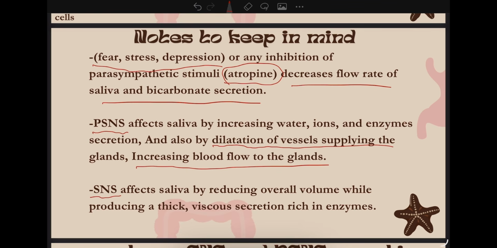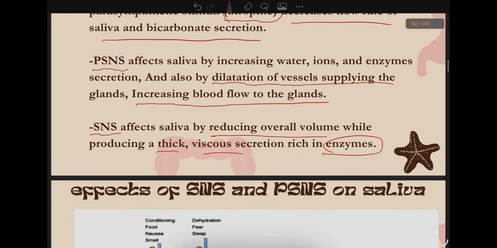Now for the sympathetic nervous system, it does not inhibit. Please do remove this misunderstanding now. People think that parasympathetic activates, sympathetic inhibits. It does not inhibit directly. Sympathetic actually stimulates, but it stimulates a different type of secretion, which reduces the overall volume. But what does it secrete? Thick, viscous saliva that's filled with enzymes. Please remember this. So it does not inhibit.